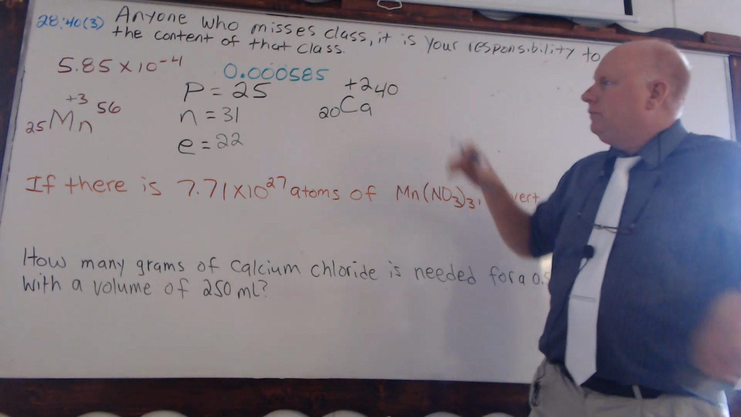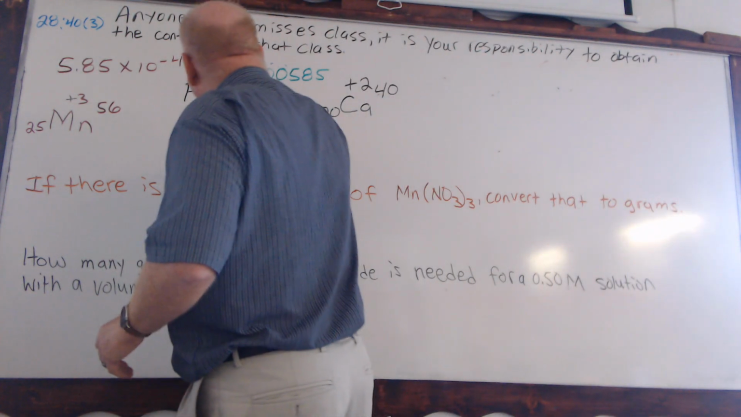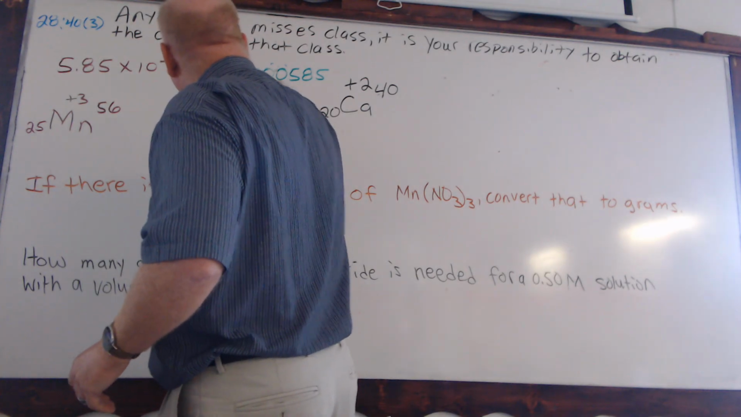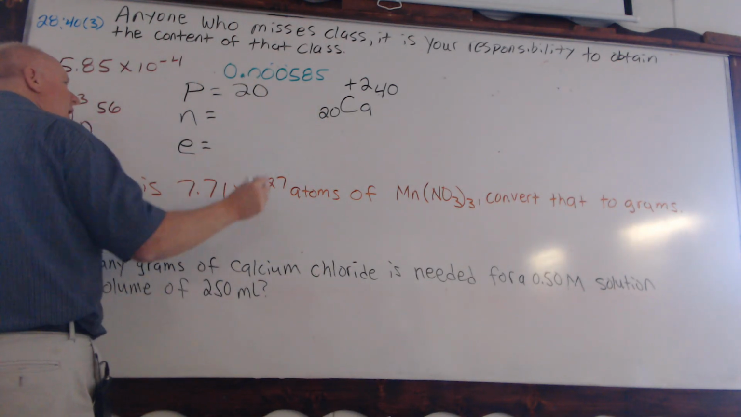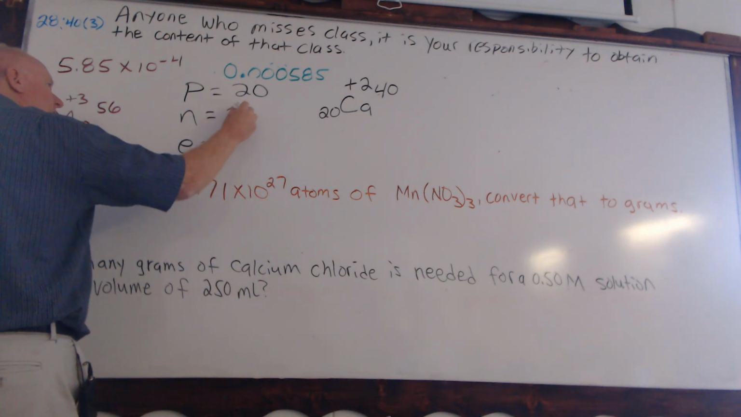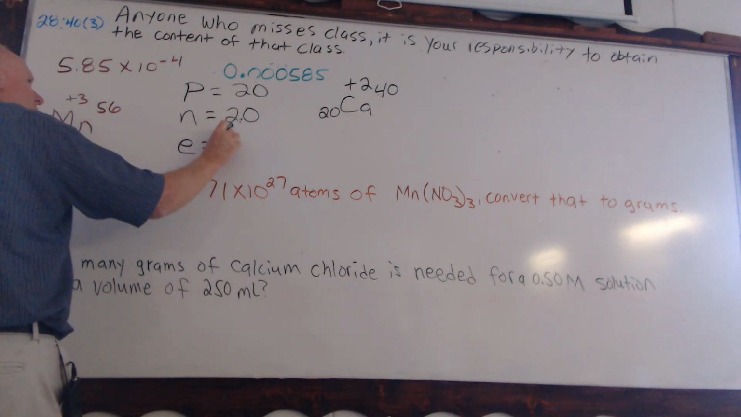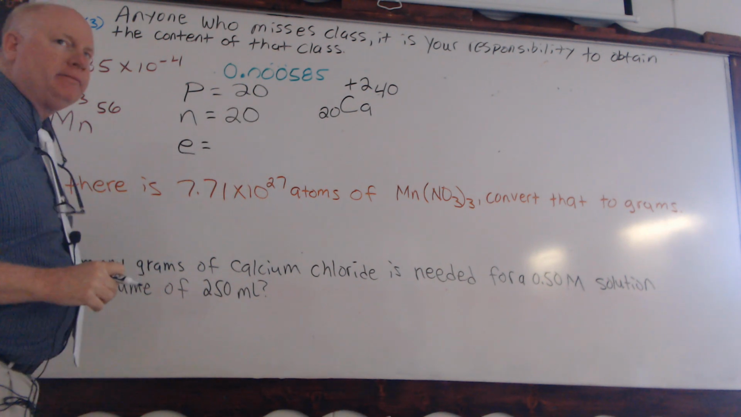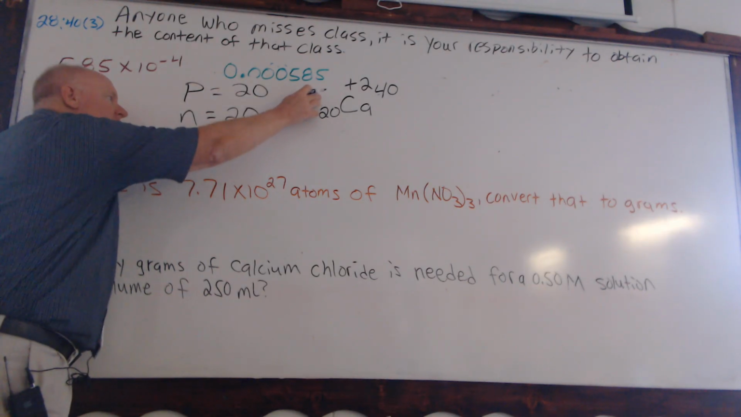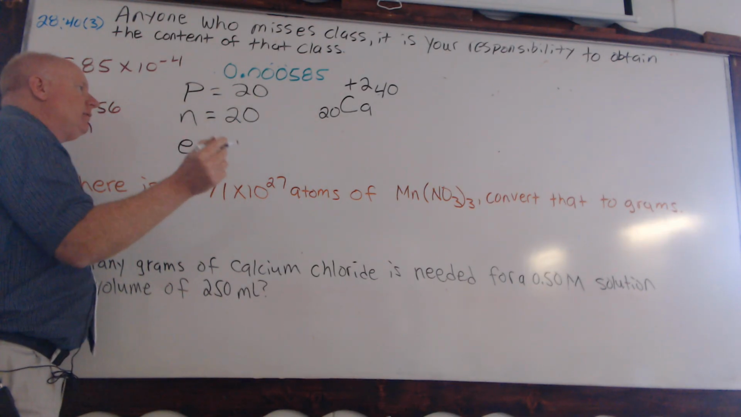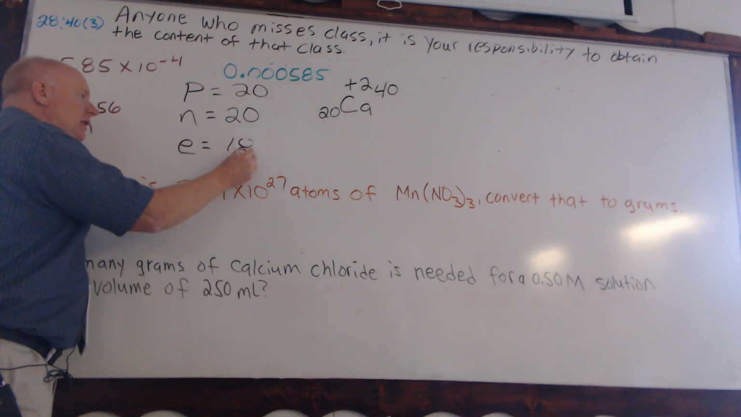So now, if we're doing these, this is for calcium now. So this has to be 20. Okay? This is still 20. Okay? But now our electrons is what? It's got 2 more positive charges than negative charges. So it would be 18.